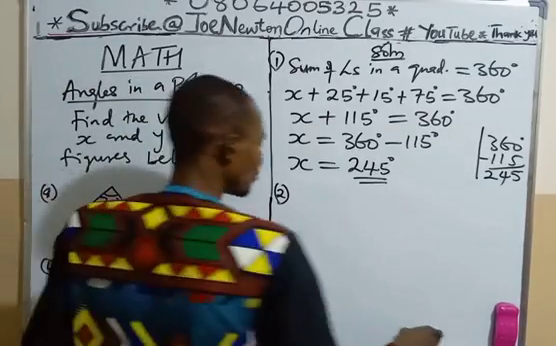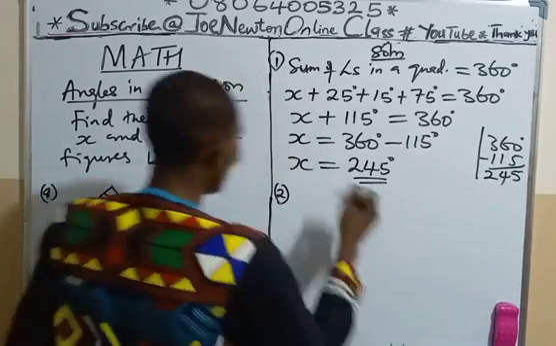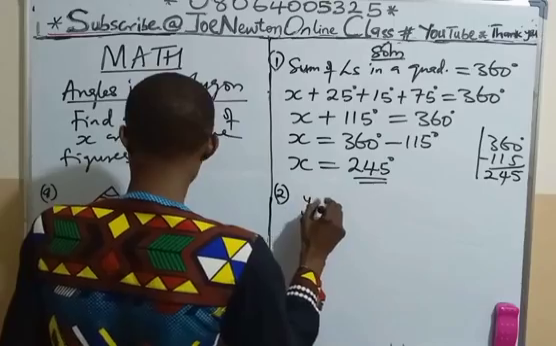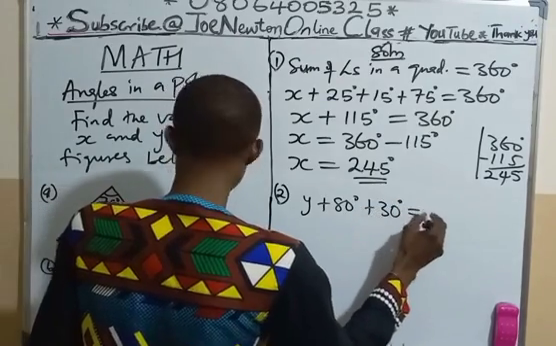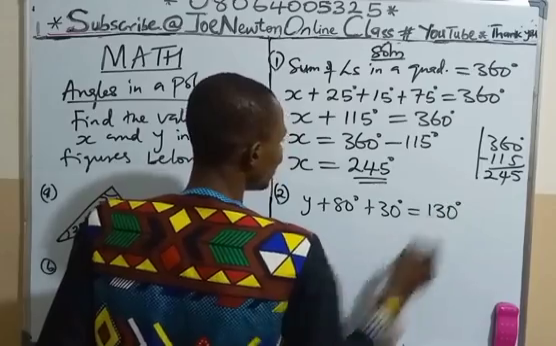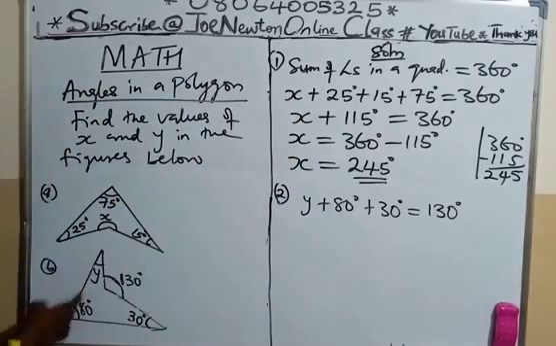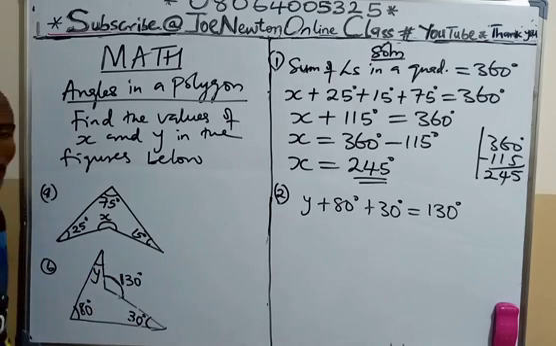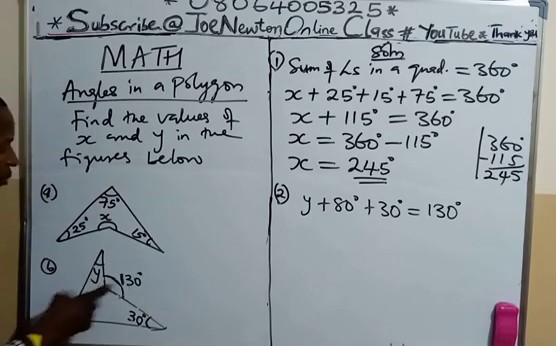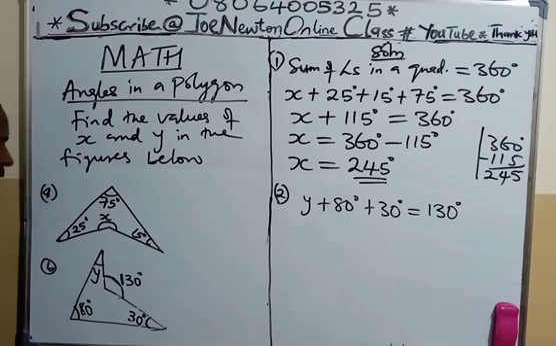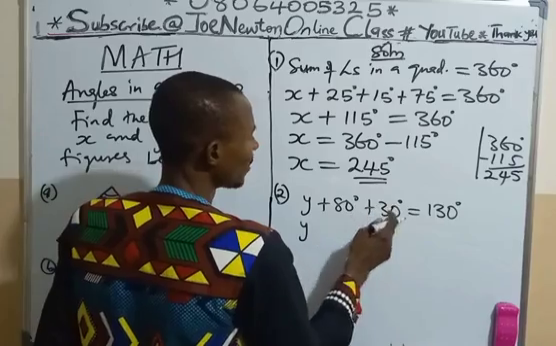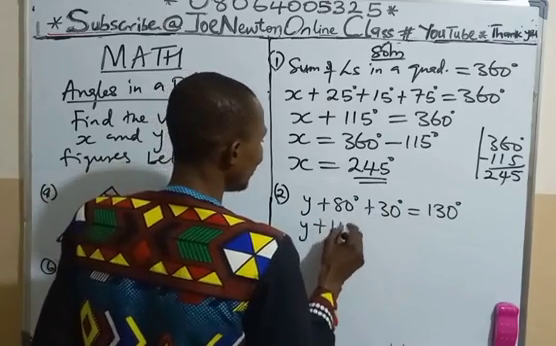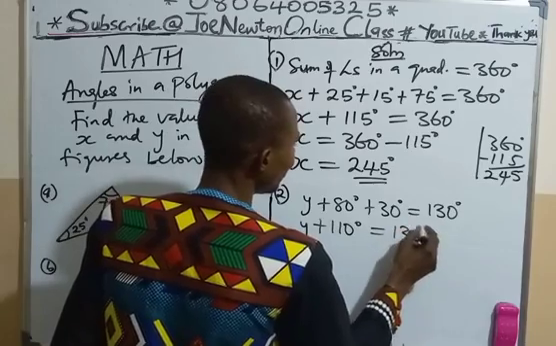Very simple. From number 2, y plus 80 degrees plus 30 degrees is equal to 130 degrees. The sum of these three angles here gives you this one outside, because if you close here up, whatever you have here plus here is 360 degrees at a point, and whatever you have here plus this, plus this, plus this also gives you 360 degrees. So for that reason, 80 plus 30 is 110. y plus 110 degrees is equal to 130 degrees.